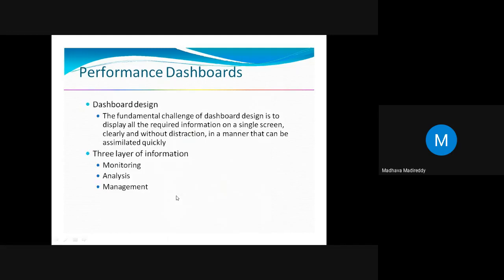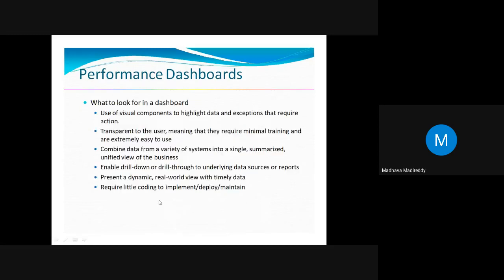And for a performance dashboard, the fundamental challenge of the dashboard is to display in a single screen all the information, and it should be very easy to understand and easy to follow. The three layers of information are monitoring, analysis, and management.